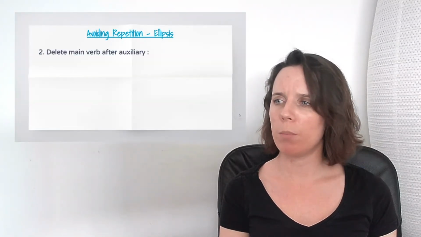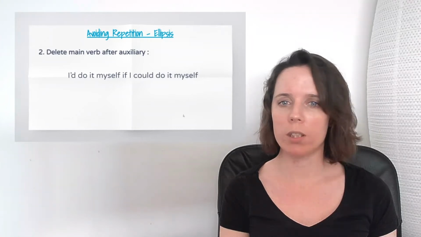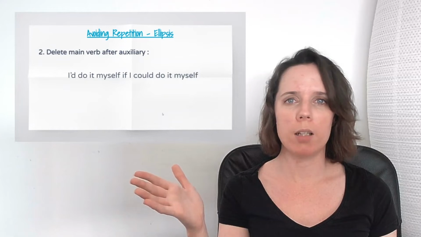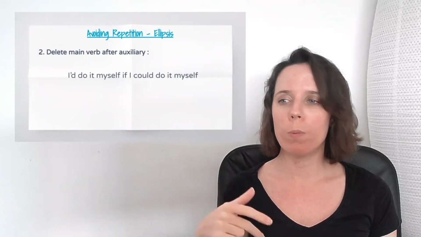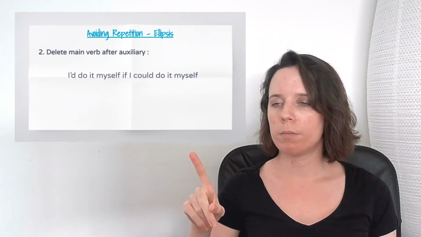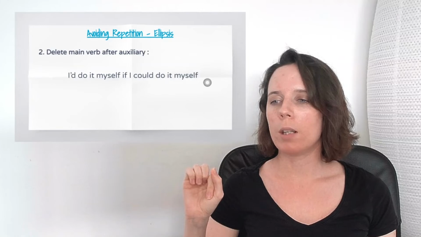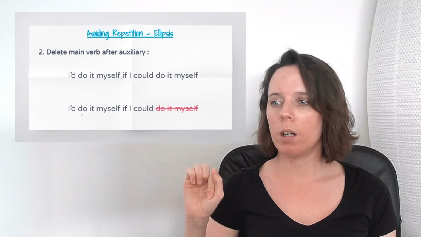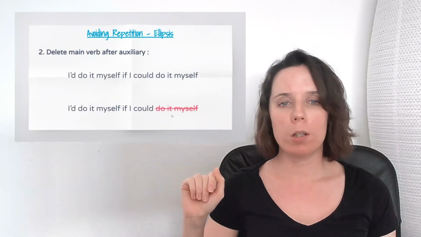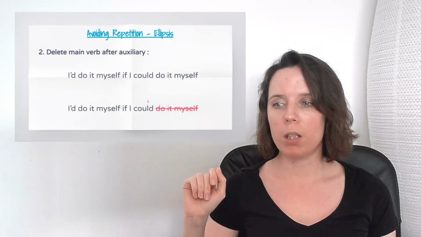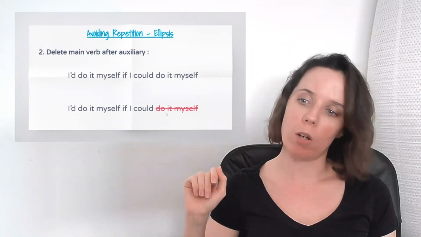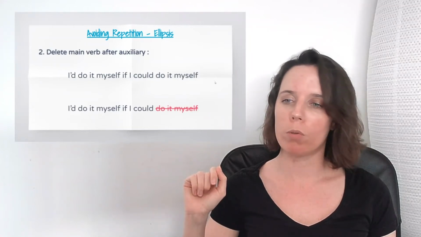Again, let's have another example of deleting the main verb after an auxiliary. Take a look here, find your auxiliary verb. Remember I said auxiliaries are have, be, and do. What's the auxiliary in this sentence? Your auxiliary is do. You can then delete those words. I'd do it myself if I could. Now, normally you would delete the words after an auxiliary, but because we have a modal verb here, you can actually delete the auxiliary as well after the modal verb.